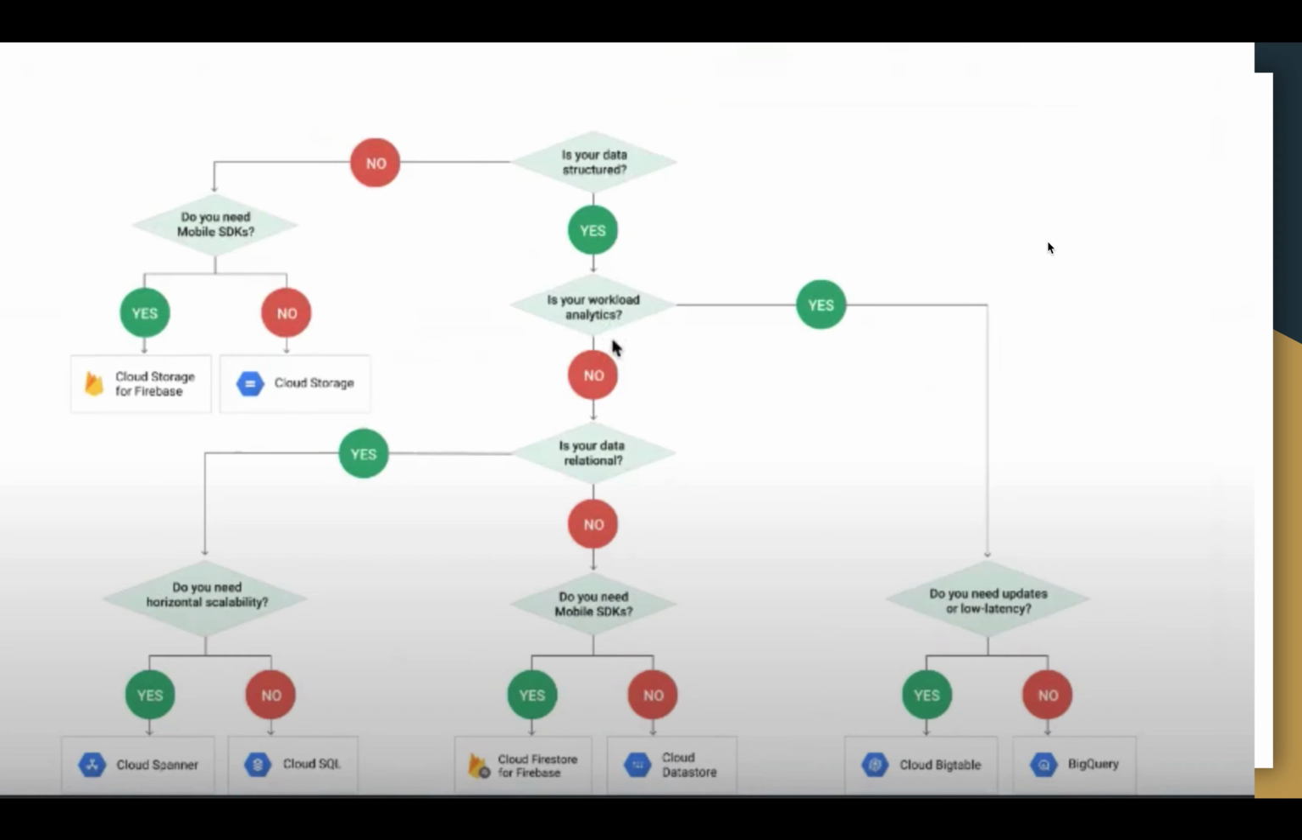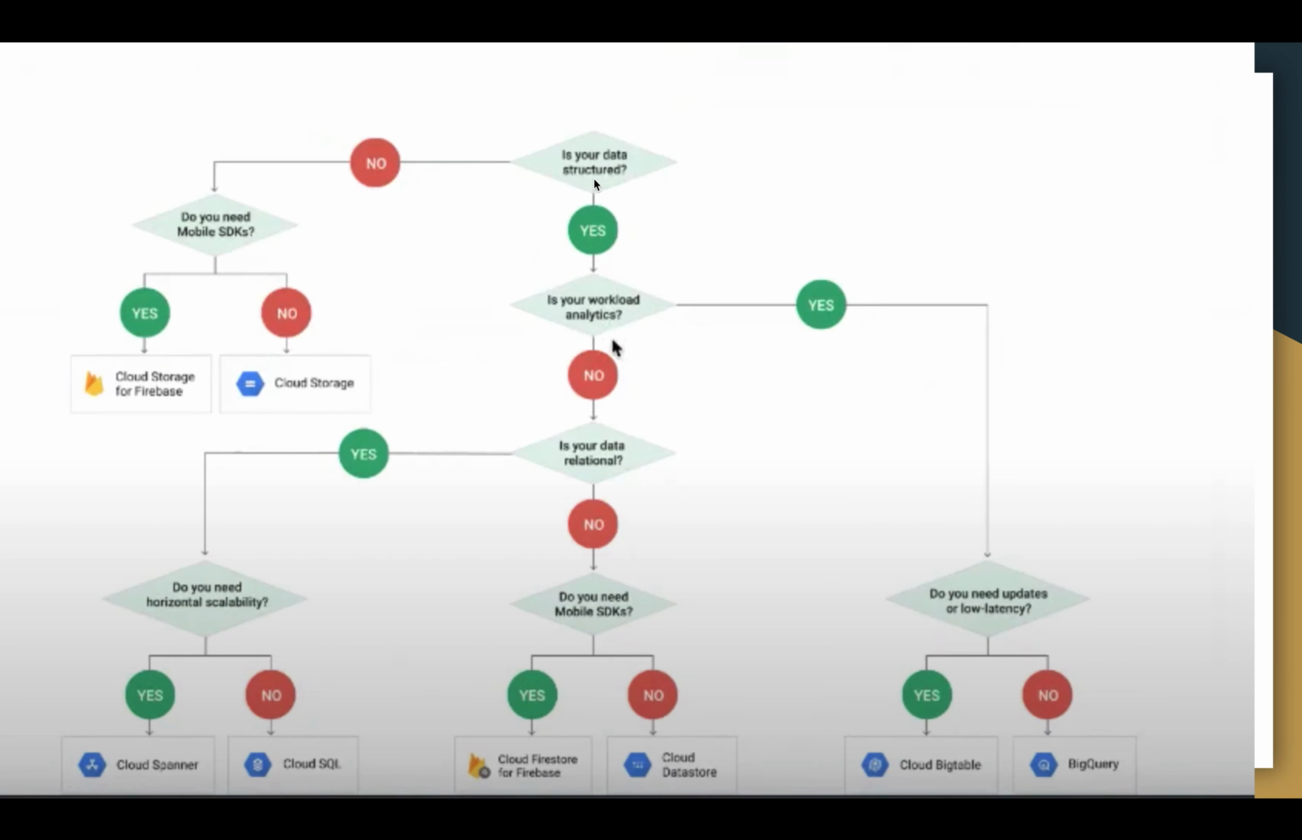If your data is structured, then it will go here. If your data is not structured, then it will come here. For example, if your data needs mobile software development kits, then it will go to Cloud Storage for Firebase. If your data does not need a mobile SDK, then it will come to Cloud Storage. So what is Cloud Storage? Cloud Storage is for unstructured data, used for storing images, pictures and videos.